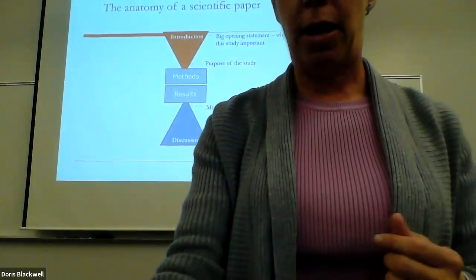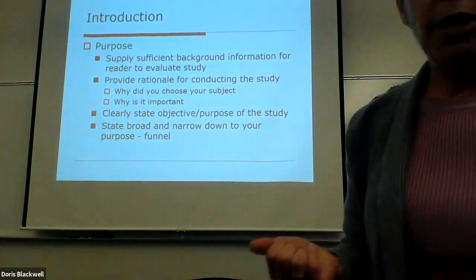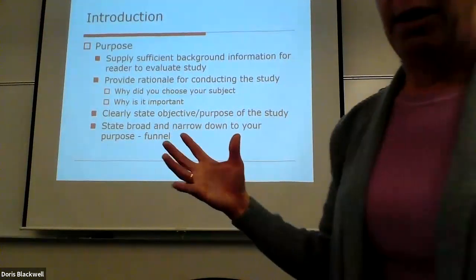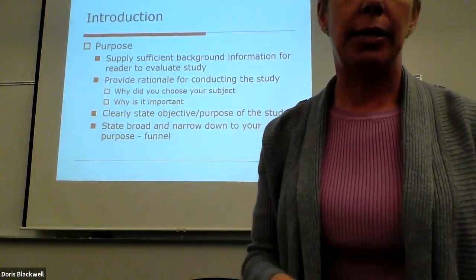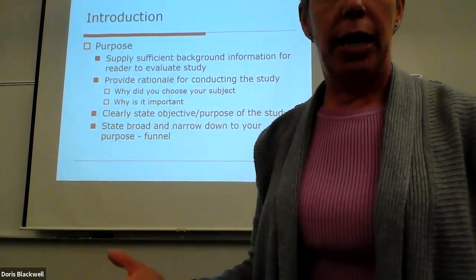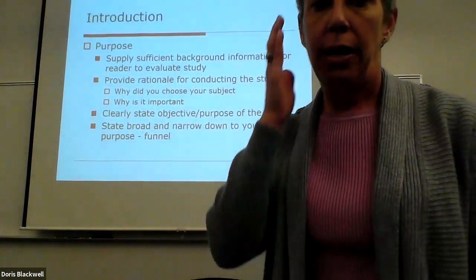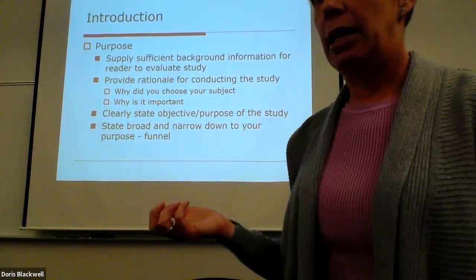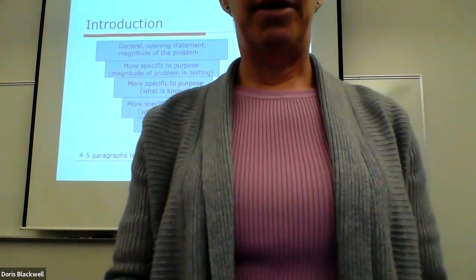So, the anatomy of our manuscript. As far as the introduction, we need to provide significant background in order for the reader to evaluate our study, right? So we need to say, what is the rationale for our study? Why did we choose our topic? Why is this topic important? And then we need to clearly say what the purpose or the objective of our study is. And again, we're going to start broad and narrow down to that purpose statement.